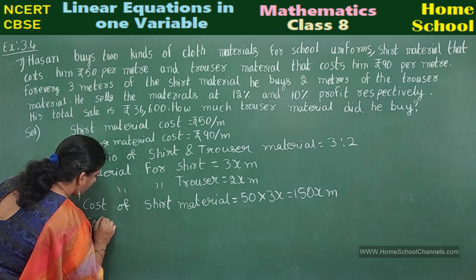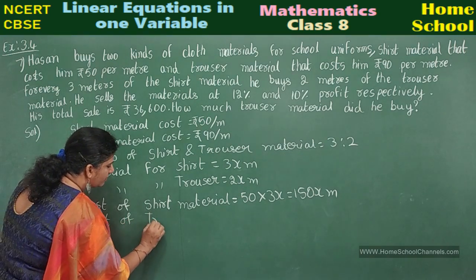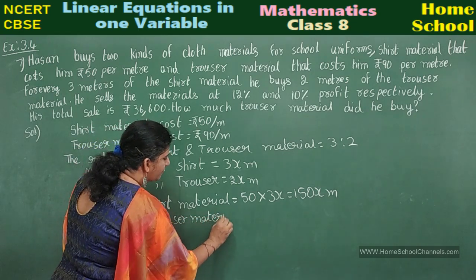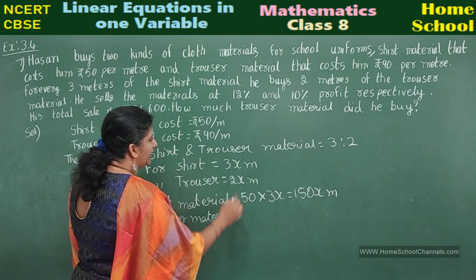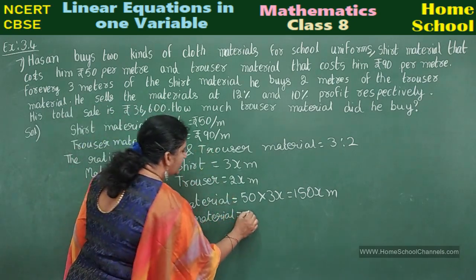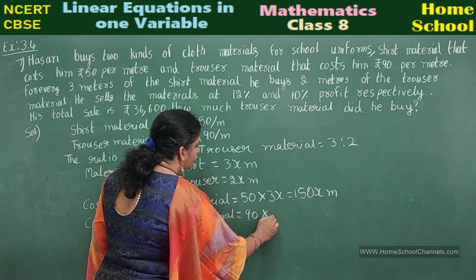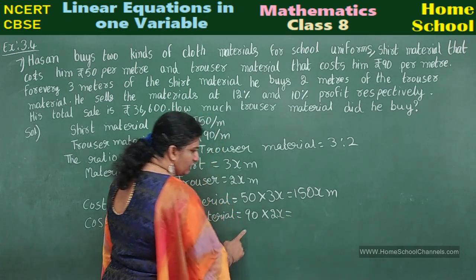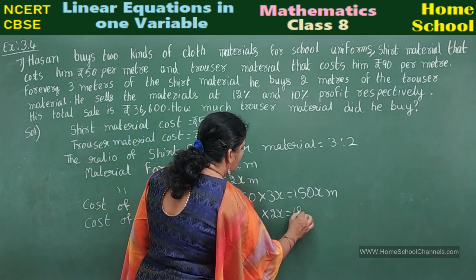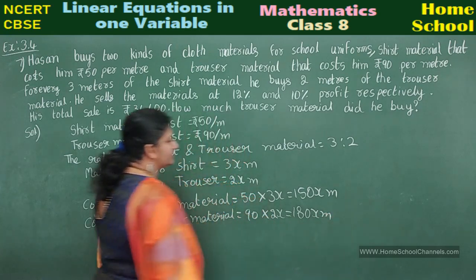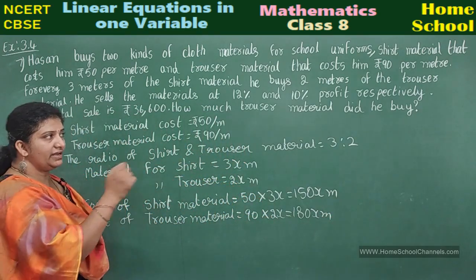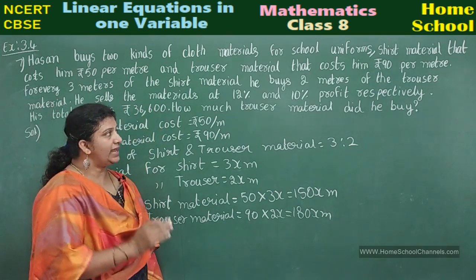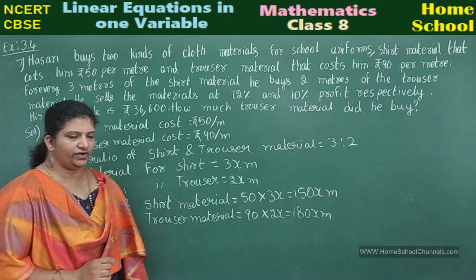Same manner, cost of trouser material. Cost of trouser material is equal to, what is the trouser material cost? 90 rupees per meter. Total how much trouser material needed? 2x meters. 90 into 2x is equal to 180x. Okay, let me read the next point. He sells the material at 12% and 10% profit.